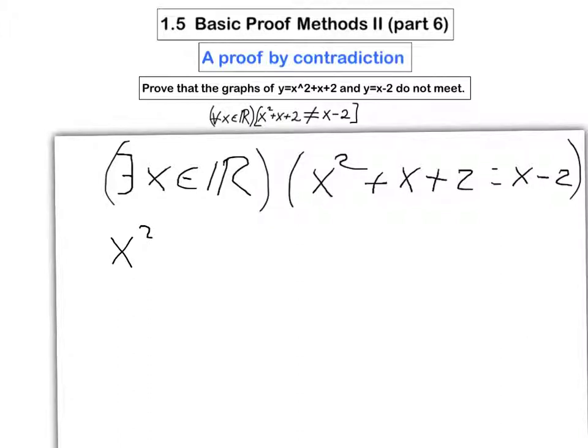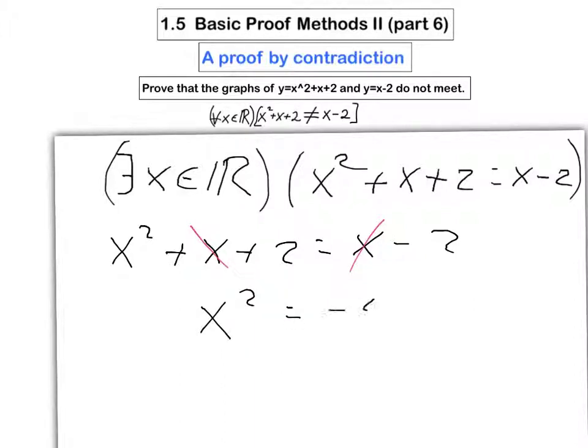If you've got x squared plus x plus 2 equal to x minus 2, well, you see the x's cancel off, and we can bring the 2's over to the right-hand side and get x squared equals minus 4. And that's, of course, impossible because x is real, and when you square any real number, you can't get something negative. So that's the idea of the proof. So what I'd like you to do is put your video on pause and write up a proper proof using the method of contradiction of this result. And when you come back, you can compare your result to mine.